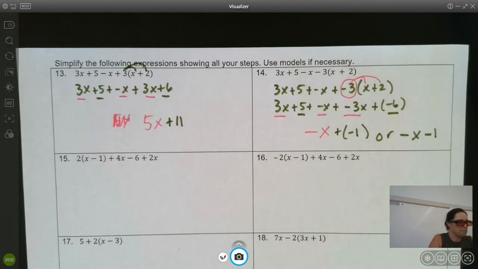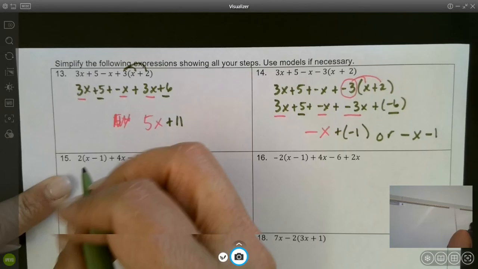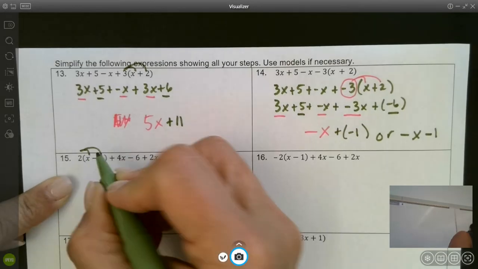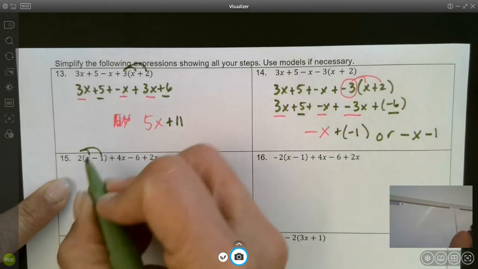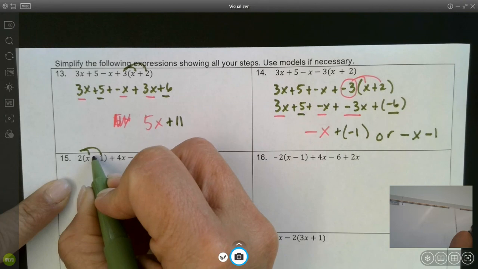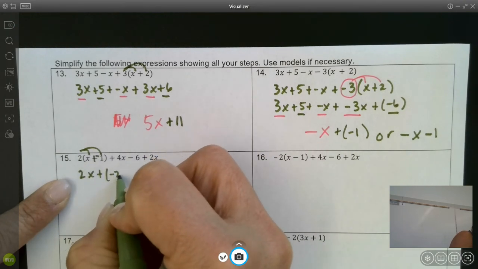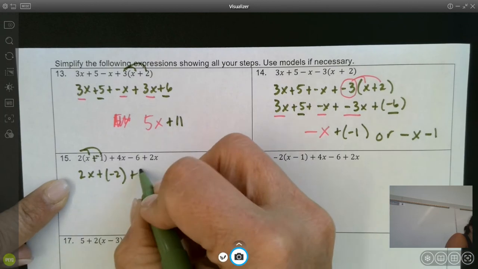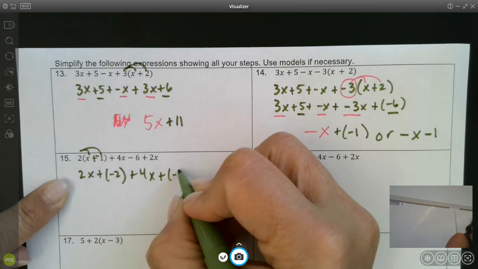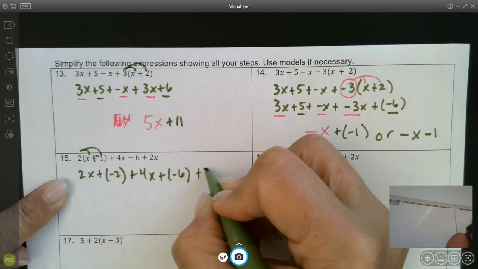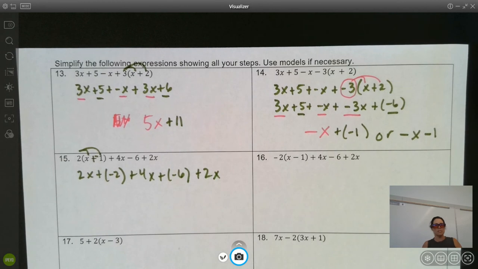Okay, this guy. 2x, and that happens first. Okay, I might think of that as plus a negative. So that would be 2x plus negative 2 plus 4x plus a negative 6 plus 2x. So I changed all the minus signs to plus negatives just so it's easier for my brain.